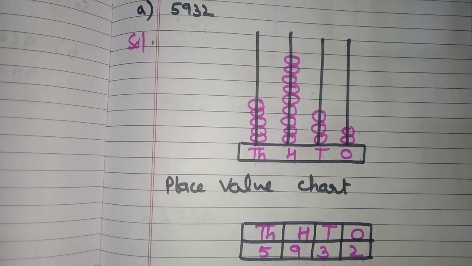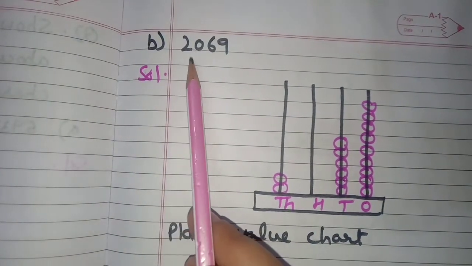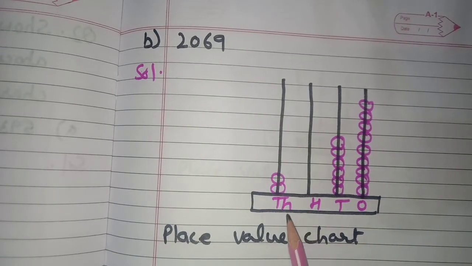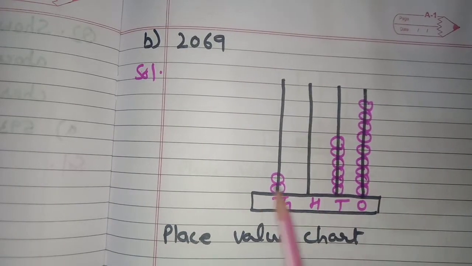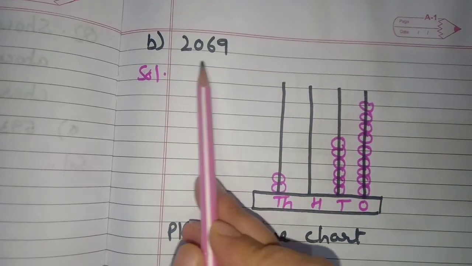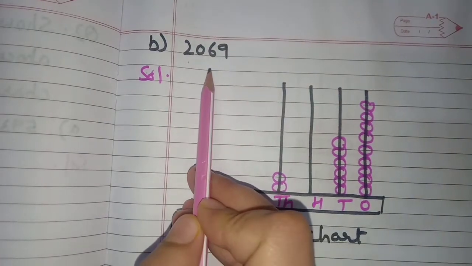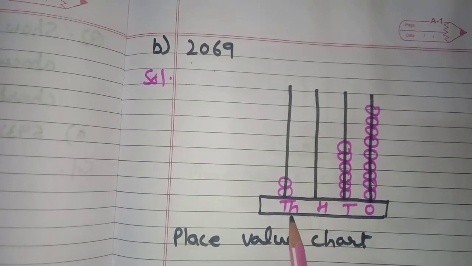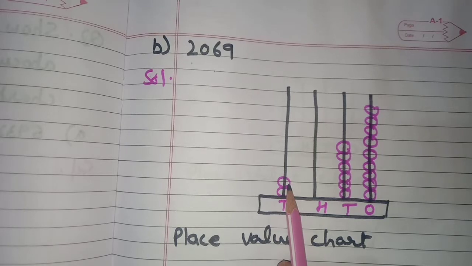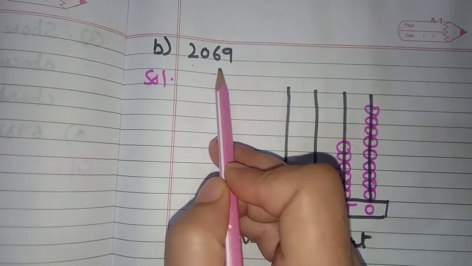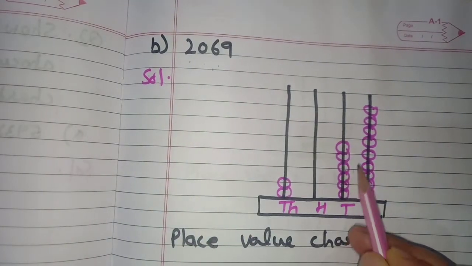Now similarly we have to do the remaining parts of this question. So let's do them one by one. Next is part B and the number is 2069. So first of all we will make an abacus like this, and then we have to just draw the beads according to this number. So first of all the digit is 2 and it's a 4-digit number. So there are 4 spikes, and on the first spike we have to draw 2 beads. Then it is 0, so we will leave it blank. After that we have 6, so we'll make 6 beads here.